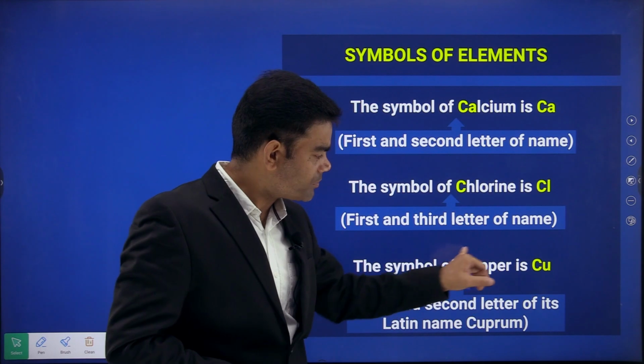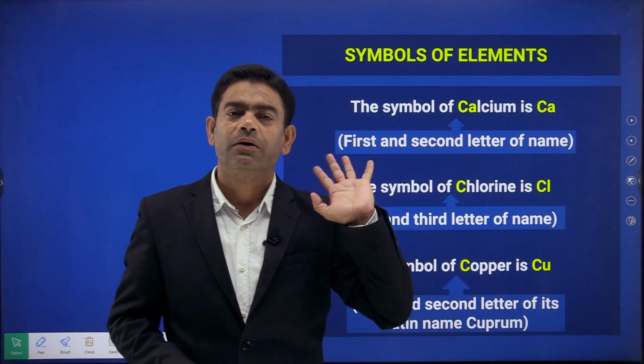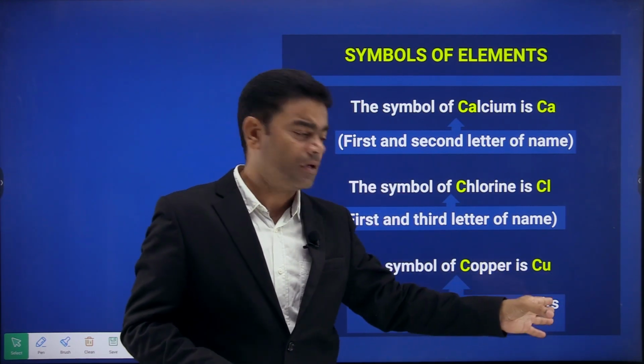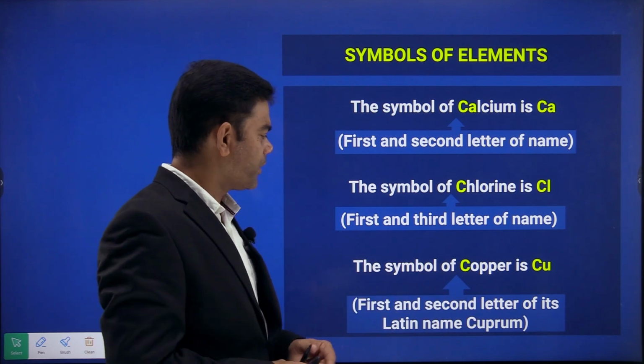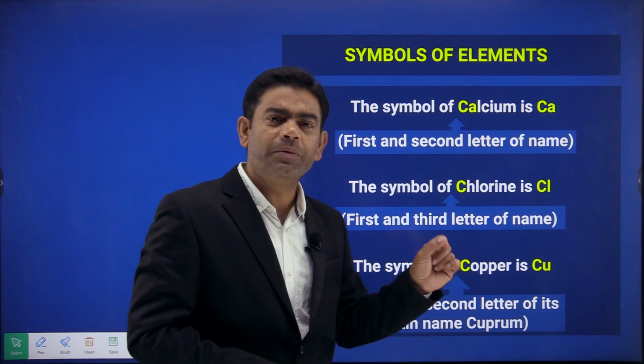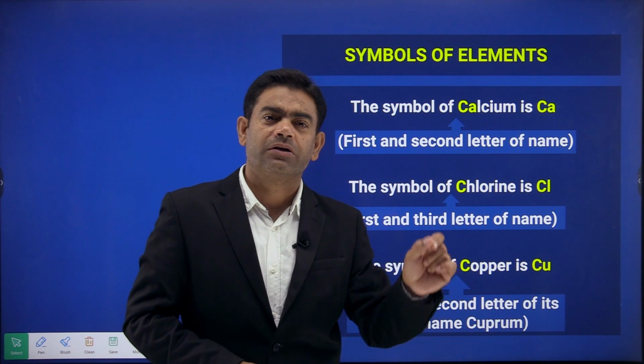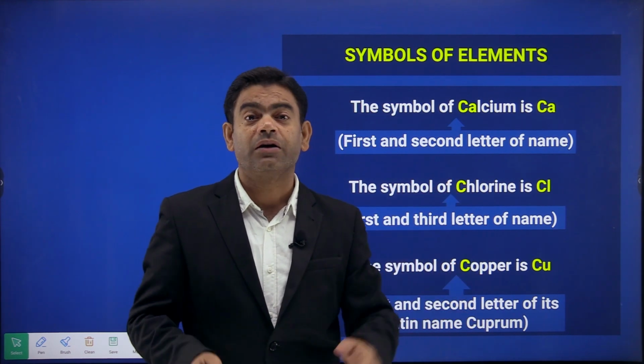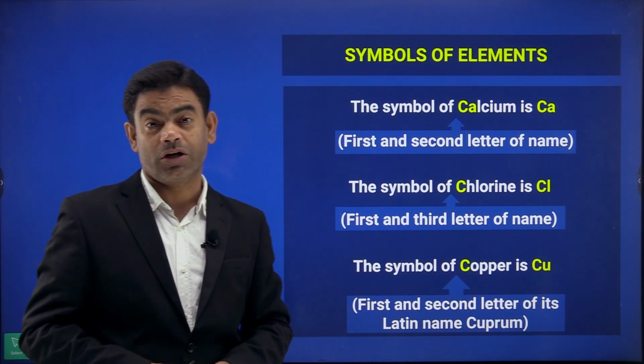Ab copper mein U to beech mein kahin nahi hai. Hai nahi, U kahan se aa gaya yahan pe? To iske liye bhi ek condition hai. Kai bar humne kuch elements ko unke names, jaise hamare English mein names hai, Greek philosophers were also there. Unka bhi contribution hai.